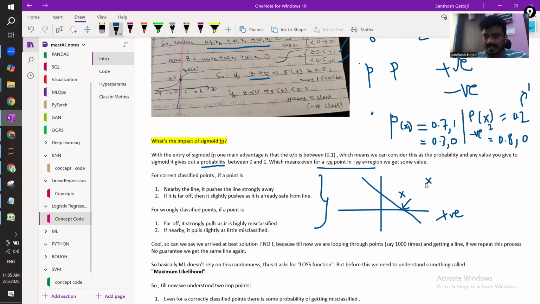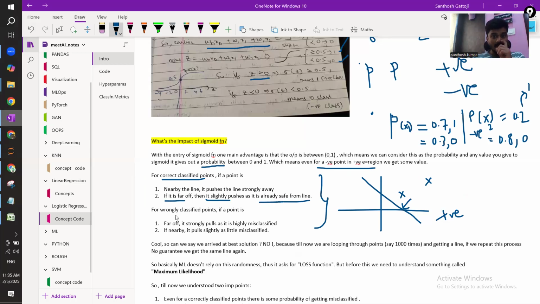This one is a little far off, so it will not push that strongly. Same thing: a correctly classified point, if it is nearby the line, will push strongly. That means it should not fall on the negative side; that's why it will push. But if it is far off, then it will push only slightly, because it is already safe and there is no need to worry.